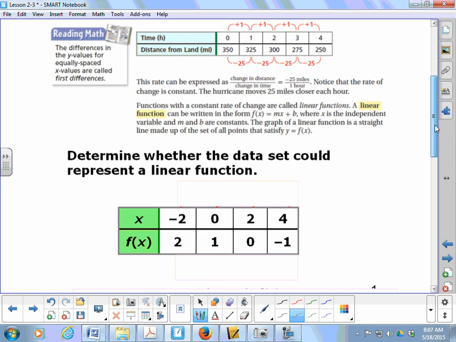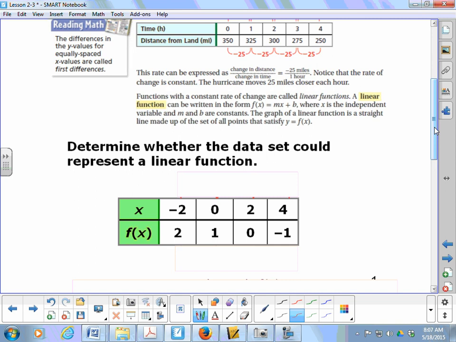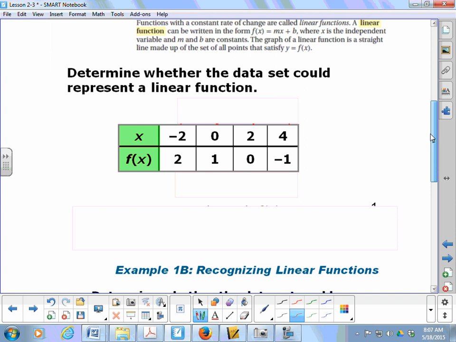First of all, if something is linear, that means the y values have to change by the same amount each time. To determine whether a data set could represent a linear function, two things have to happen. The x values have to change at a constant rate, and the y values have to change at a constant rate. So the first thing we're going to look at is a set of data and try to determine whether that could represent a linear function or not.